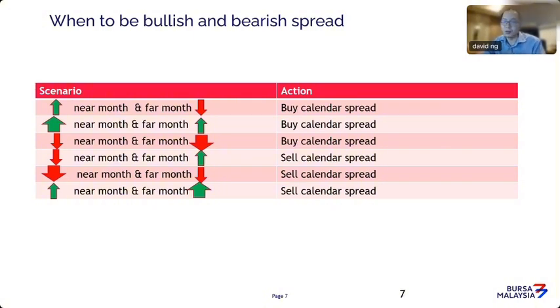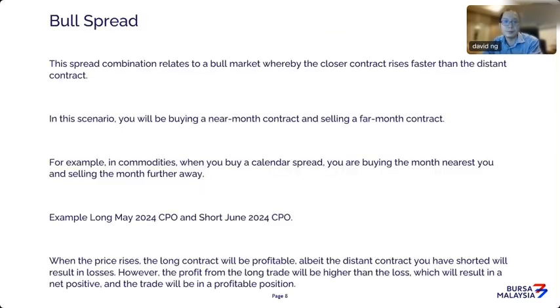So if the near month is not showing enough strength compared to the 5 month in a rising market, normally that also tells you that it's quite bearish when it comes to calendar spread. So these are typical scenarios where you can see when you should go bullish on a particular calendar spread and when you should be bearish on a particular calendar spread.